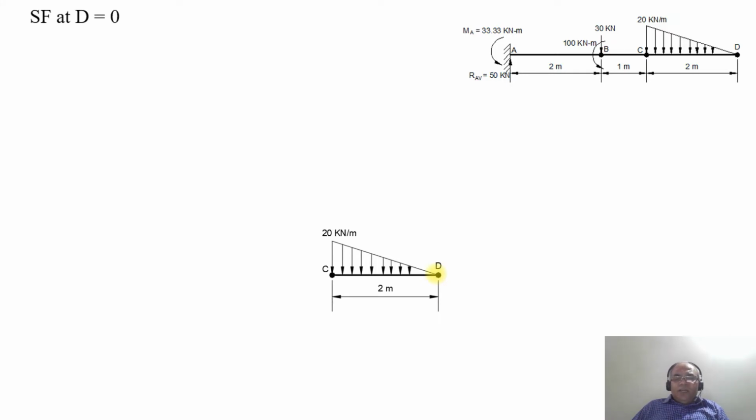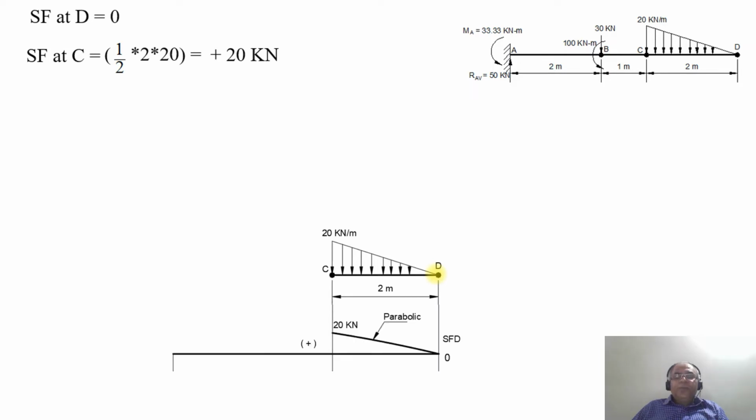So SF at D will be equal to 0, and then SF at C will be equal to half into area of the triangle, that is half into base into height, that is half into 2 into 20. So on simplification, you are going to get plus 20 kilonewton. So here you are getting from 0 to 20 kilonewton. So the line joining between these two is going to be a curve.